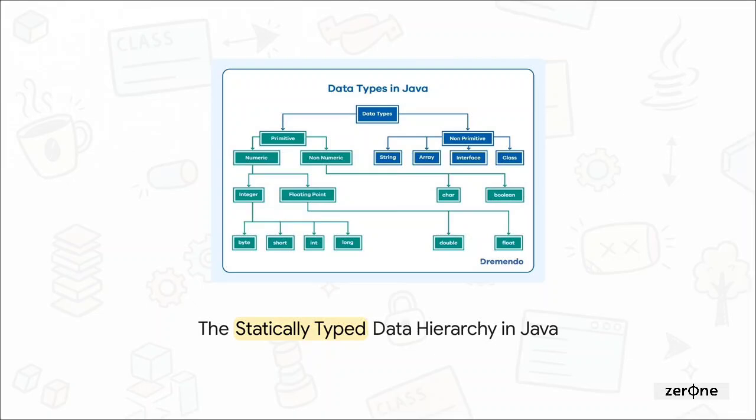You've got your integers, byte, which takes up just 1 byte of memory, short, which is 2, int, which is 4, and long, which takes 8 bytes. For decimals, we use floating point types, float and double. And for our non-numerics, we have char for single characters and boolean for simple true or false values. Non-primitives are your more complex things like strings, arrays, and classes, which we'll explore more shortly.